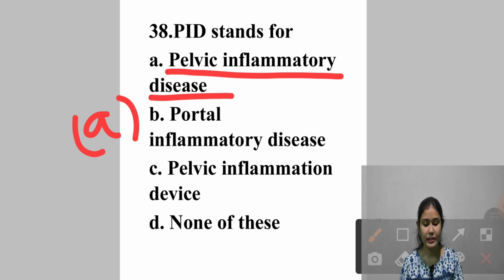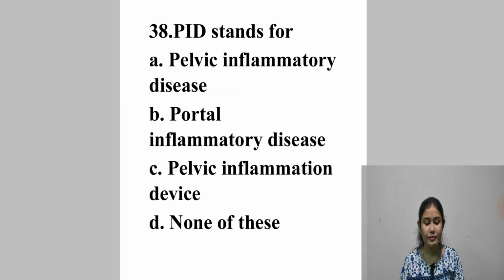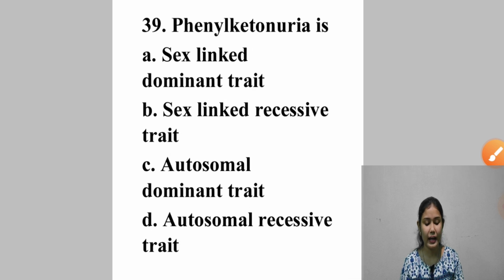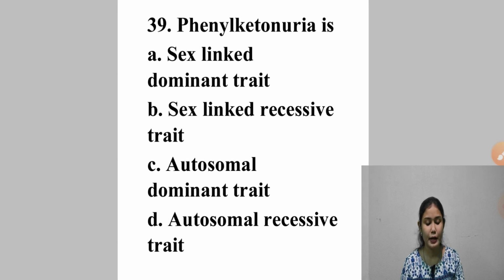Now come to question number 39. Phenylketonuria is A. sex-linked dominant trait, B. sex-linked recessive trait, C. autosomal dominant trait, D. autosomal recessive trait. Okay, so if a trait is skipping a generation in a pedigree, it is often an autosomal recessive trait. Okay, recessive, not dominant. Okay, the dominant trait will not skip any generation, right?